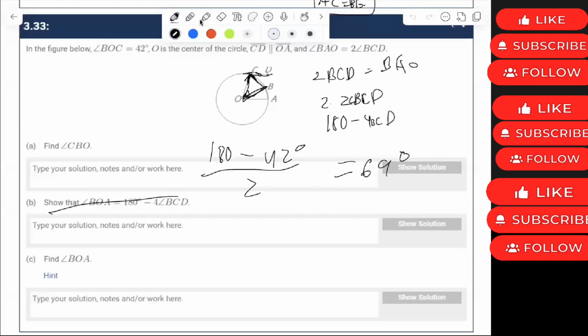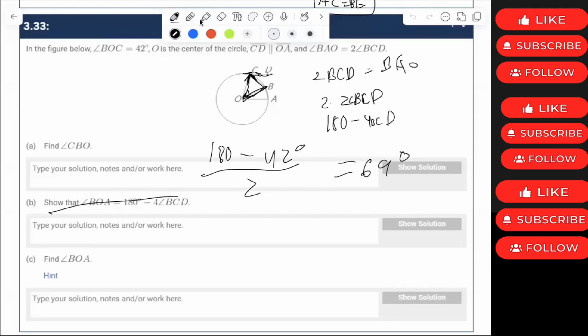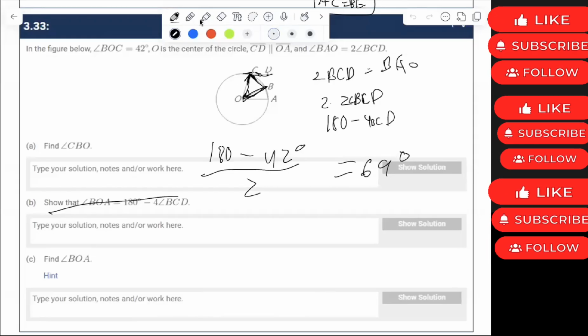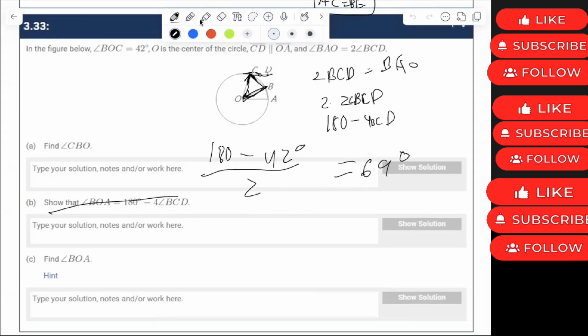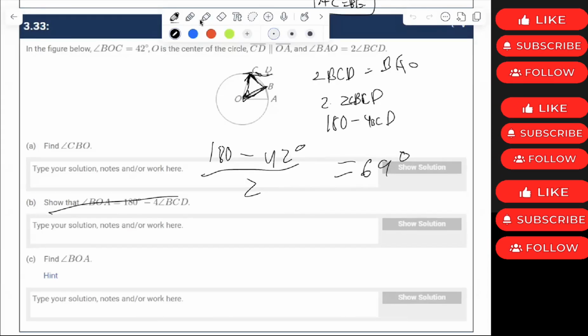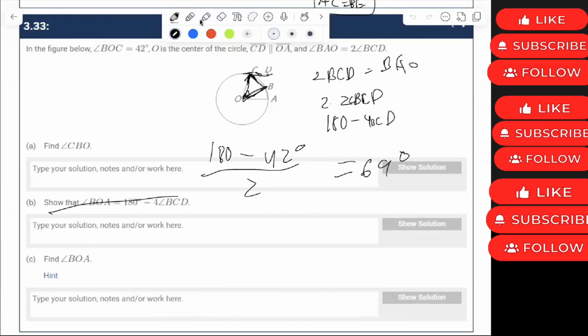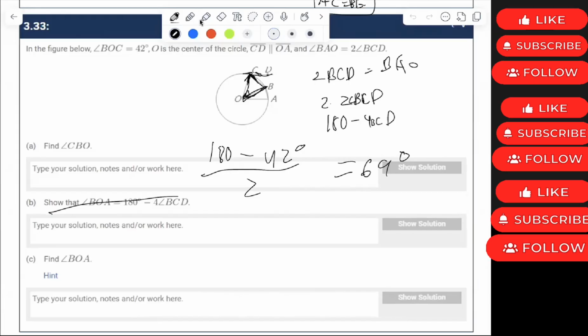Let's get started with this question now. To find BOA, we want to examine the isosceles triangles. One thing we could try is at least finding the angles that we can find. We notice that CD is parallel to OA. That might give us a hint.